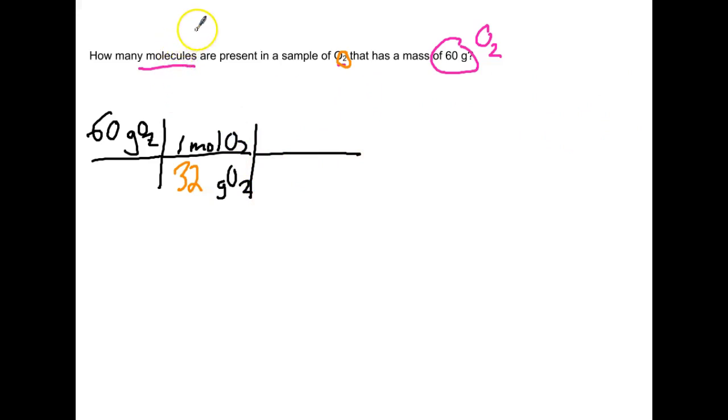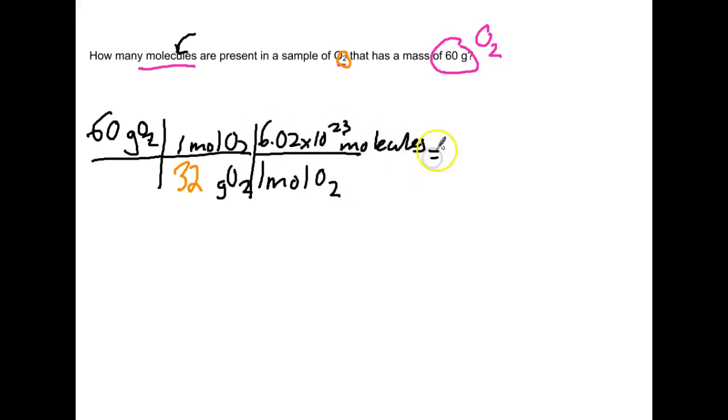But I'm not done because the problem is asking for molecules, not moles. So I use Avogadro's number. 1 mole of oxygen is the same as 6.02 times 10 to the 23rd molecules. Why do I have to use the word molecules here and not atoms? Well, we're talking about O2. There's more than one atom here bonded together. So that's why we use the term molecule. So now we go ahead and do our conversions. Grams of O2 cancel, moles of O2 cancel.